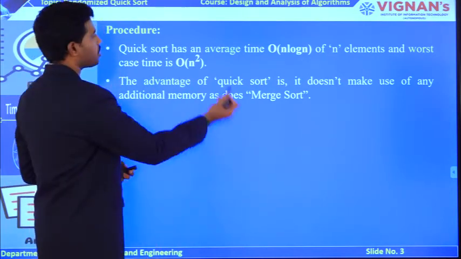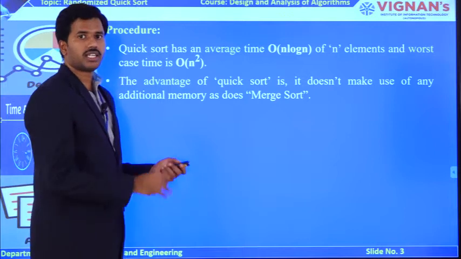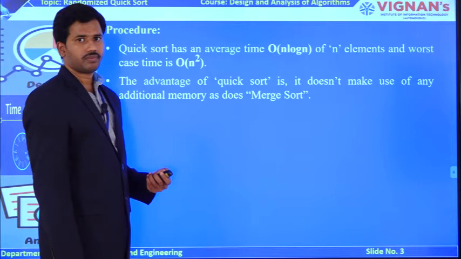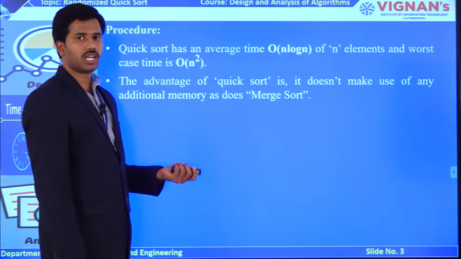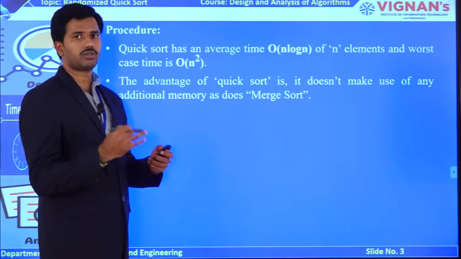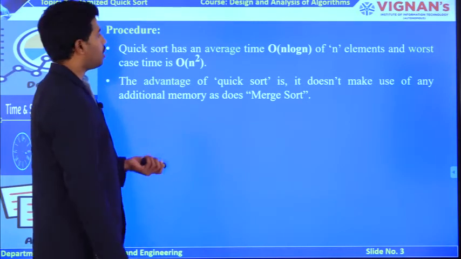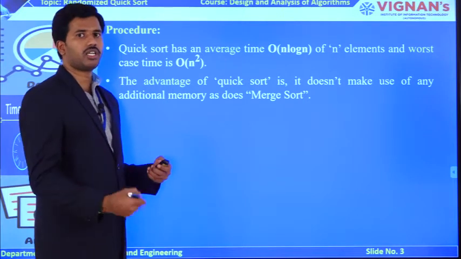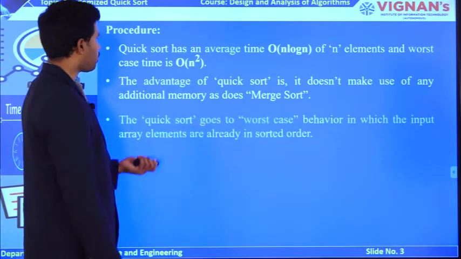So the advantage of quicksort is that it doesn't need extra memory like your merge sort. That is the main difference between merge sort as well as quicksort. Merge sort needs extra memory to convert the unsorted array to a sorted array. But in quicksort, extra memory is not required. Within the given array only you are tracing everything. That is the main difference.